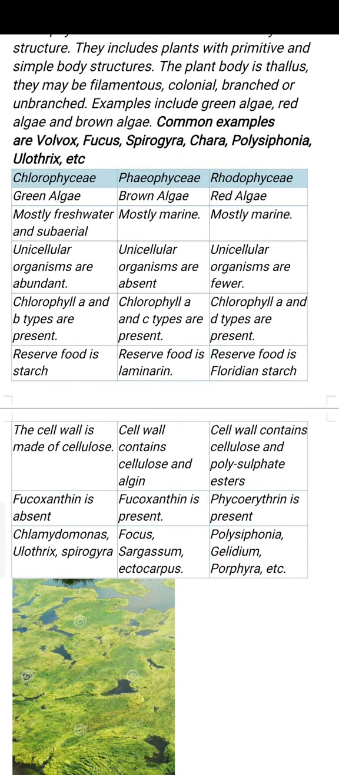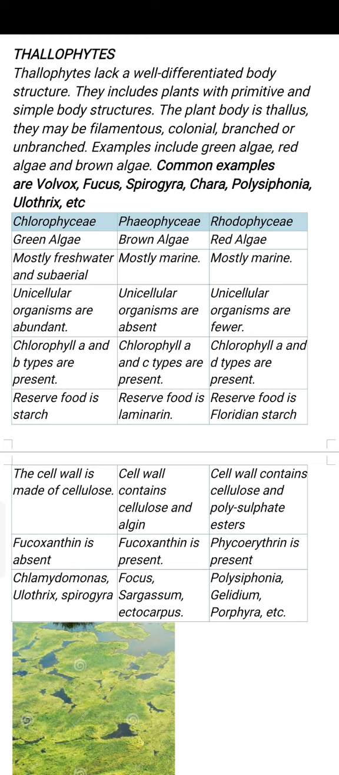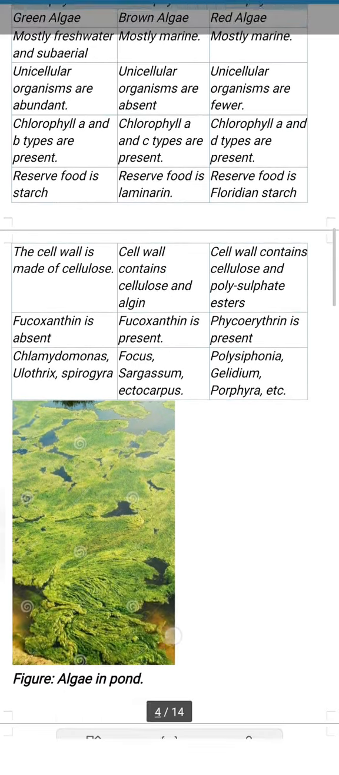Here there are 3 types of algae, that is green algae, brown algae and red algae. The green algae is chlorophyceae, phaeophyceae is brown algae and rhodophyceae is the red algae. You can check in detail later on yourself.